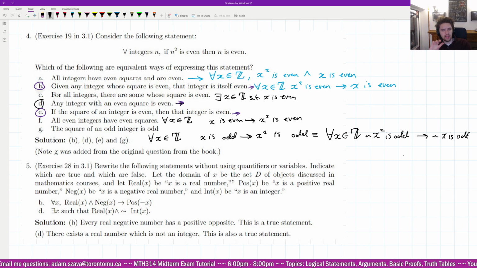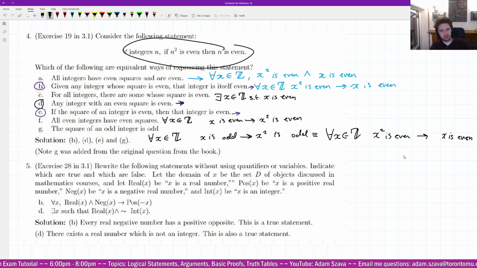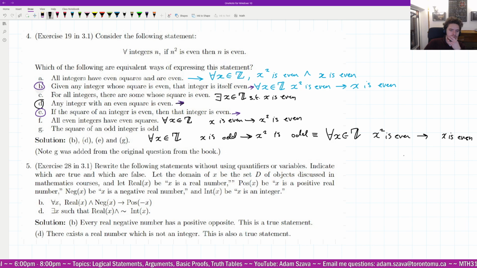I'm switching the order and negating it, but negating odd just means it's even. So there we go. That's the same as the original statement. It's just the contrapositive, and the contrapositive is equivalent to its original statement. An implication is equivalent to its contrapositive.